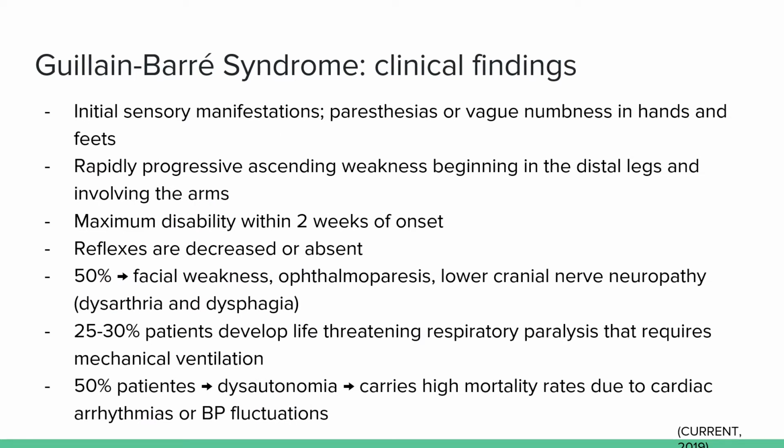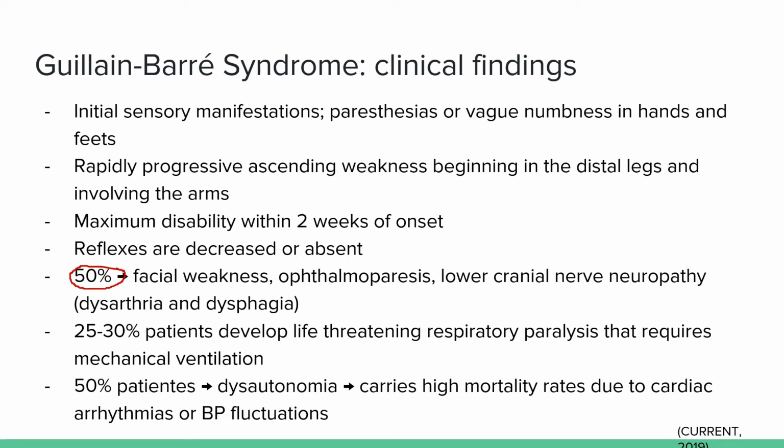Some of the clinical findings we can expect in Guillain-Barré syndrome are, initially, sensory manifestations, mainly paresthesias or vague numbness in hands and feet. Afterwards, there is a rapidly progressive ascending weakness beginning in the distal legs and then involving the arms. Usually there is maximum disability within 2 weeks of onset, but the disease evolution is up to 4 weeks. Reflexes are decreased or absent.